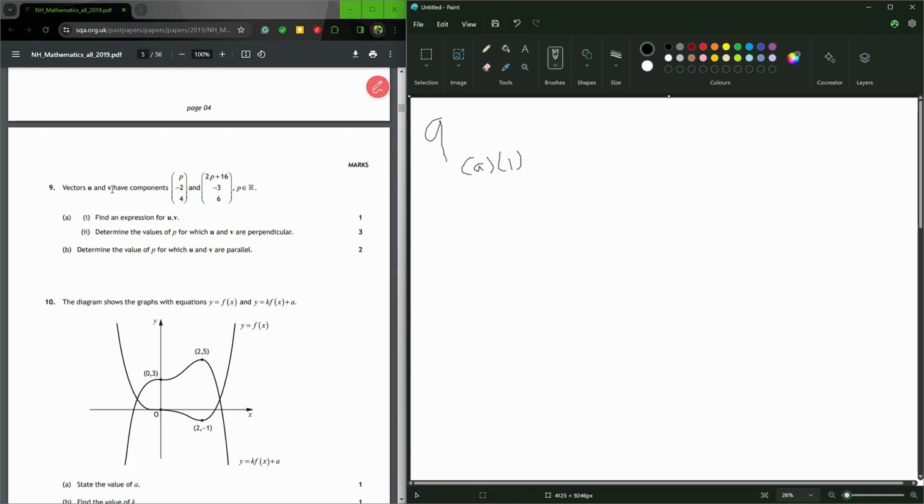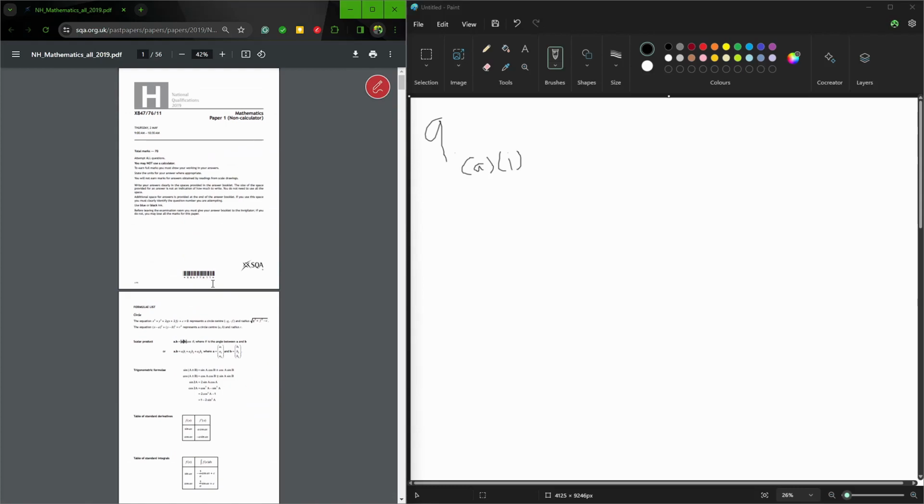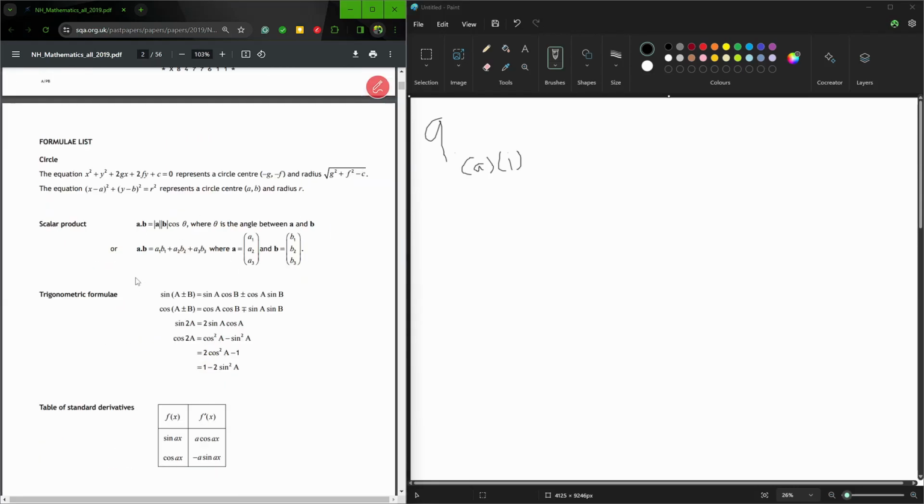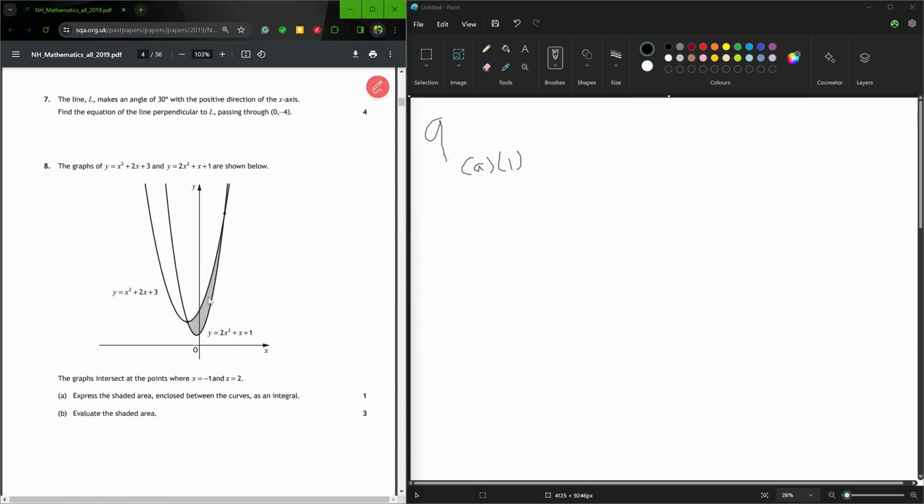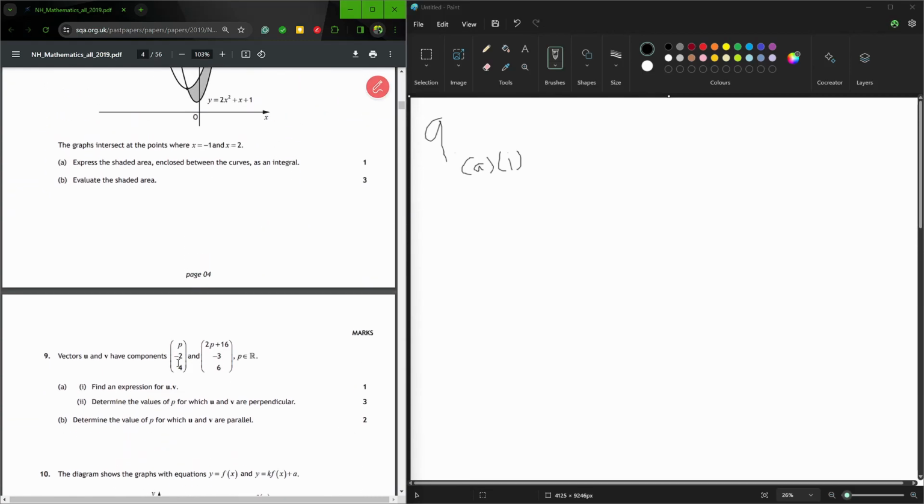Vectors u and v have components p minus 2, 4, and 2p plus 6, minus 3, 6, where p is a real number. Find an equation for u dot v. Well, that's the dot product. And what is the dot product? Luckily, I believe this is one of the equations you do get. It's this right here, and this is for calculating angles, but we don't need to do that for this question. You could throw that in there if you really want, but if we look down here, it's only a mark, so we're expected to just know this, and let's face it, it's not too hard.